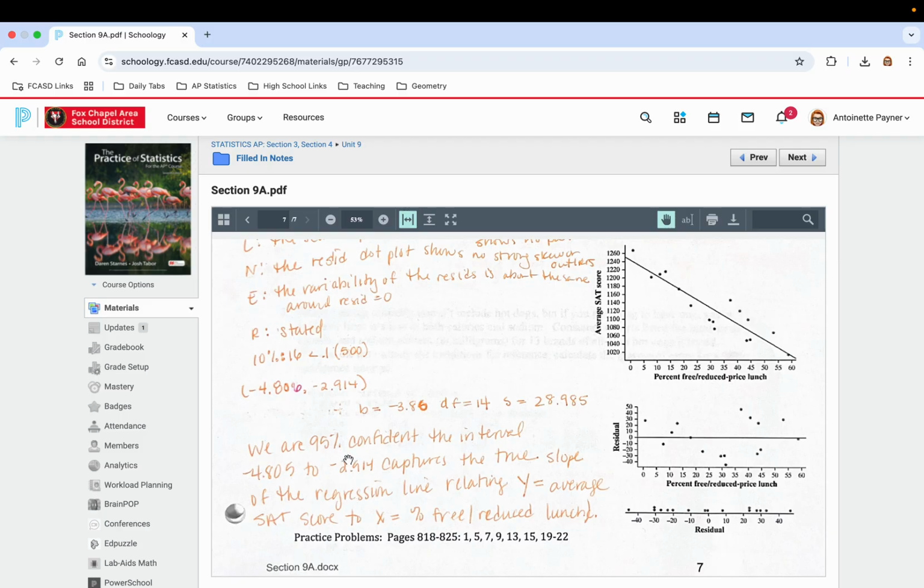So then here's your statement. We're 95% confident the interval, negative 4.806 to negative 2.914, captures the true slope of the regression line relating y, average SAT score, to x, percent free reduced lunch. All right. So that was 9A.